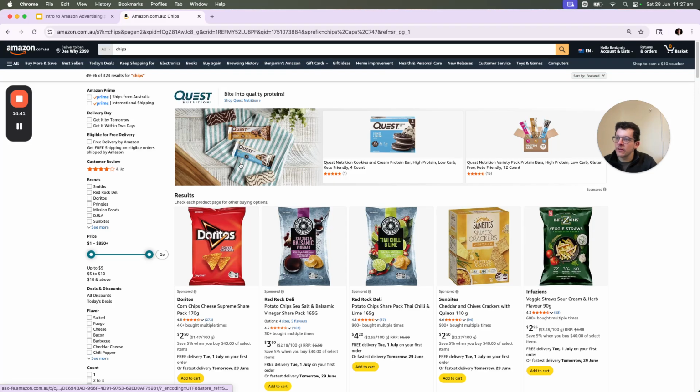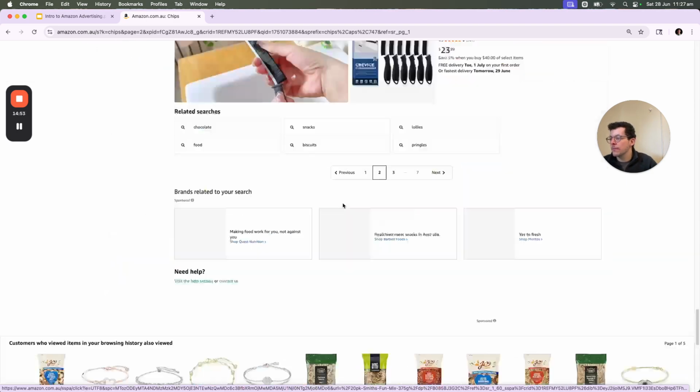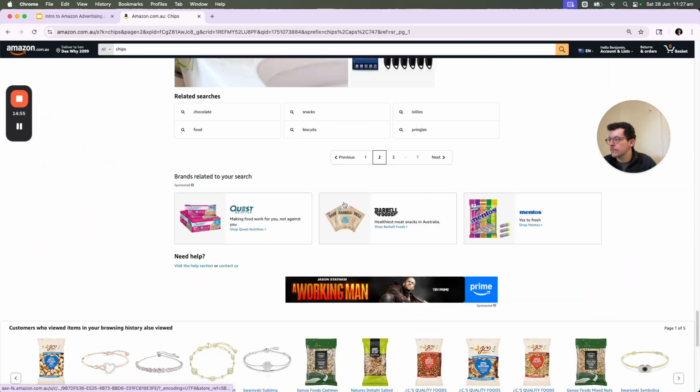But the difference is on the second page, this is where the brands are likely not bidding as high an amount. The brands that are bidding the highest amount will appear on page 1.